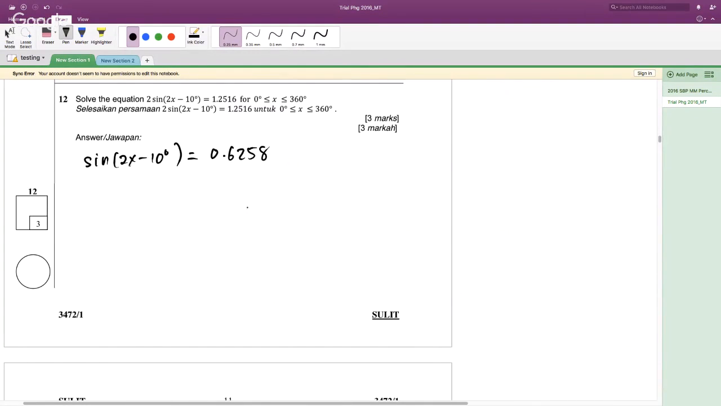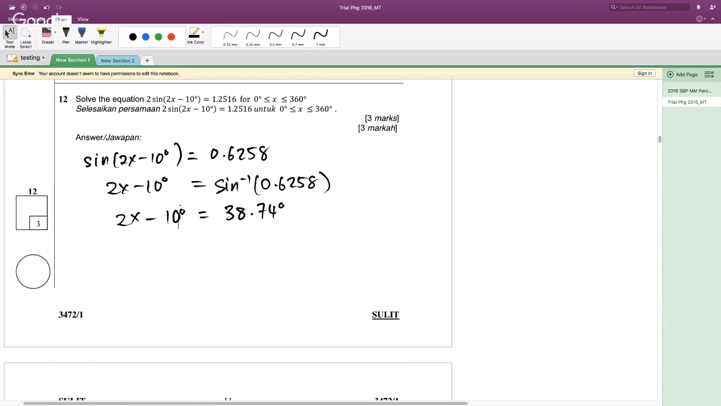Then what I will do is move my sine to the other side. So I get 2x minus 10 equals the shift sine of that value. I hope it gives you a very nice angle. So I will shift sine, make sure you calculate it in degrees. Yeah, it's not really a nice angle, but it doesn't matter. This is 38.74 degrees.